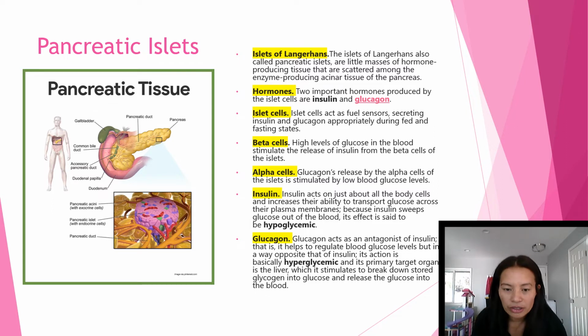And then we have the glucagon. Glucagon acts as an antagonist of insulin. So it's like glucagon is the opposite of insulin. That is, it helps to regulate blood glucose levels, but in a way opposite that of insulin, like I already mentioned. Its action is basically hyperglycemic, and its primary target organ is the liver. So remember, glucagon's target organ is our liver, which it stimulates to break down stored glycogen into glucose and release the glucose into the blood.